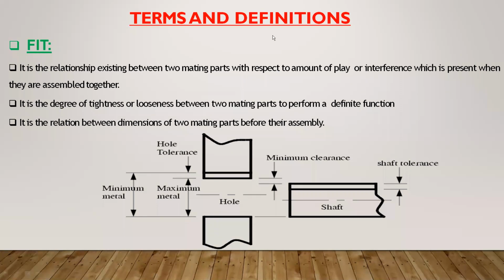So here in the picture, you can see the hole tolerance and the shaft tolerance and different types of clearances, that is minimum clearance and the maximum clearance of the shaft and hole. So these fits are all based on the degree of tightness or looseness. When we choose a fit, it is either on the tightness side or the looseness side between the two mating parts.